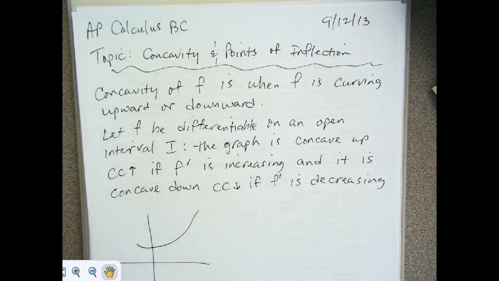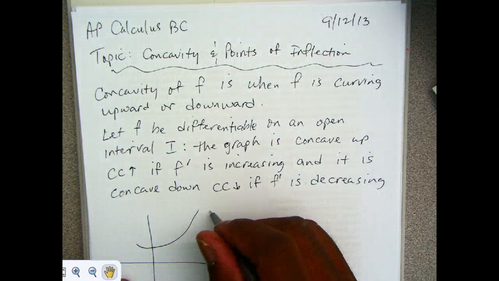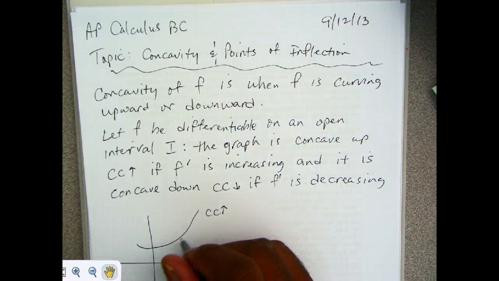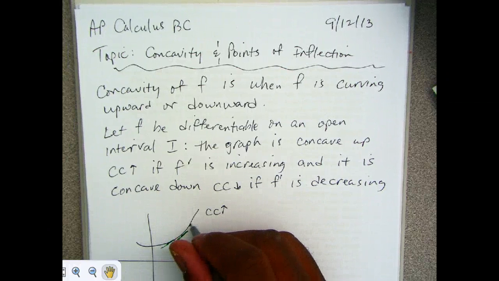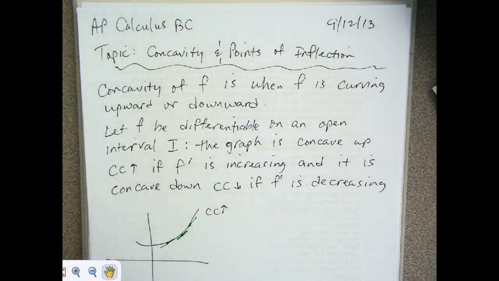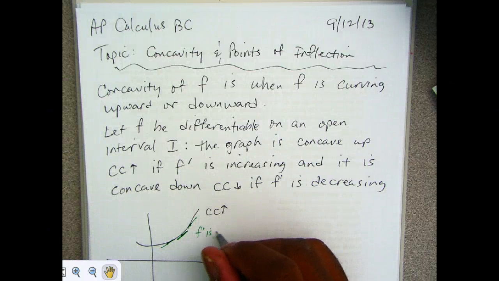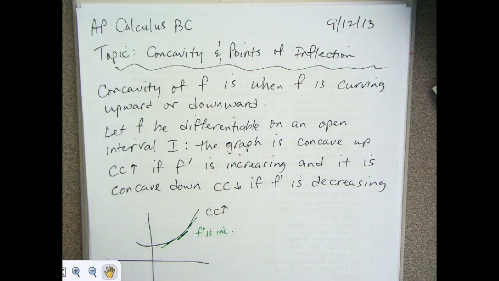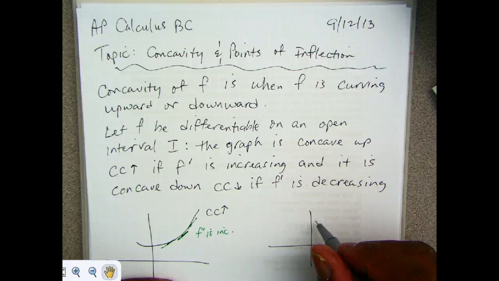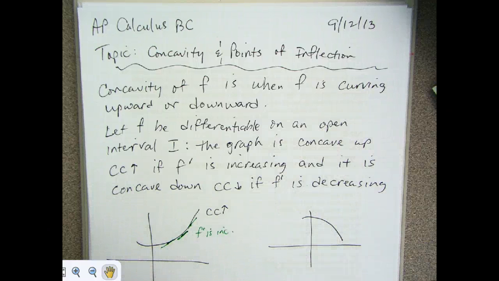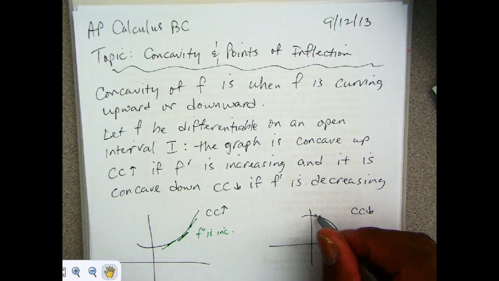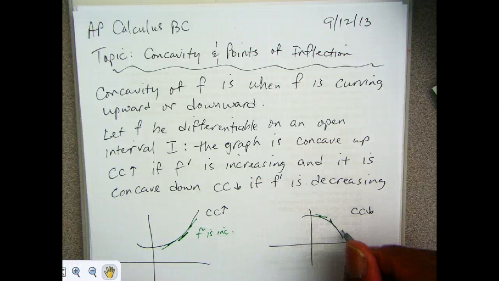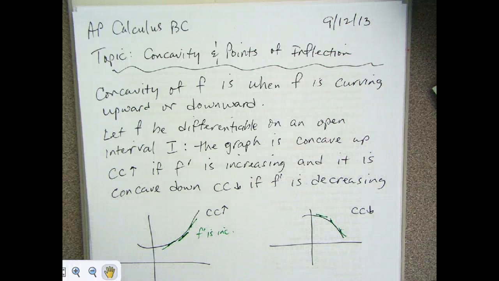So if we notice here, this graph is concave up, and if you take a point for the tangent line anywhere on this graph, f prime is increasing. Your graph is concave down, and here f prime is decreasing.